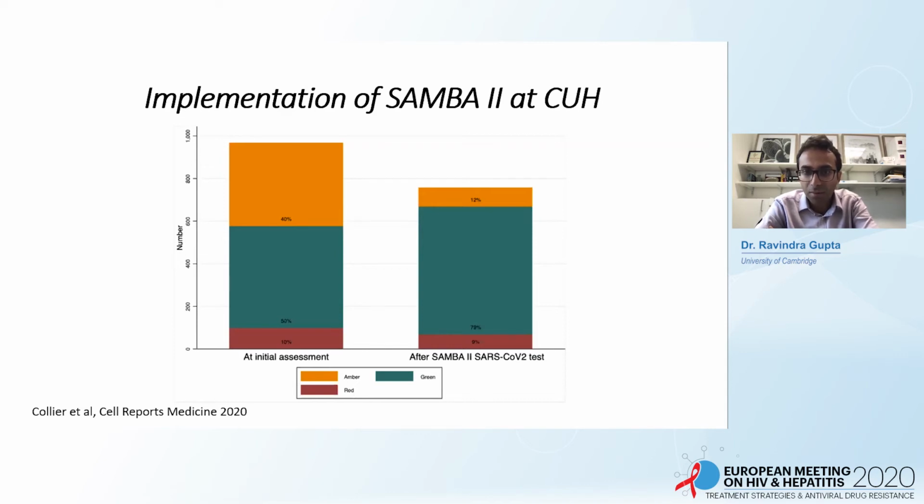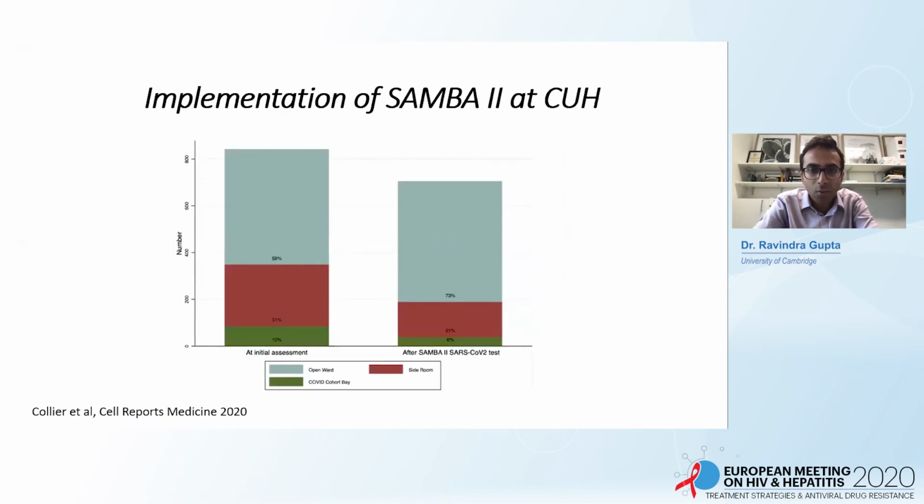You can see after the Samba test was introduced, on the other hand, that this amber group shrank to 12% because we were able to make a positive or a negative diagnosis in our patients. And this saved valuable side rooms that were otherwise going to be used for these amber patients. So this had an immediate impact on side room availability.